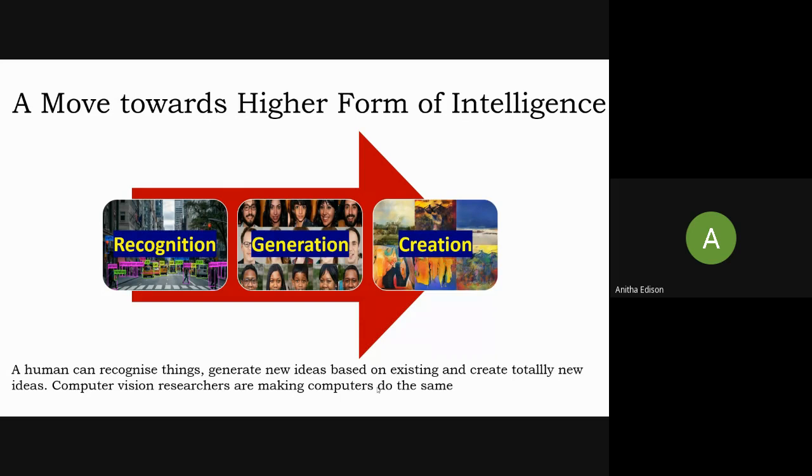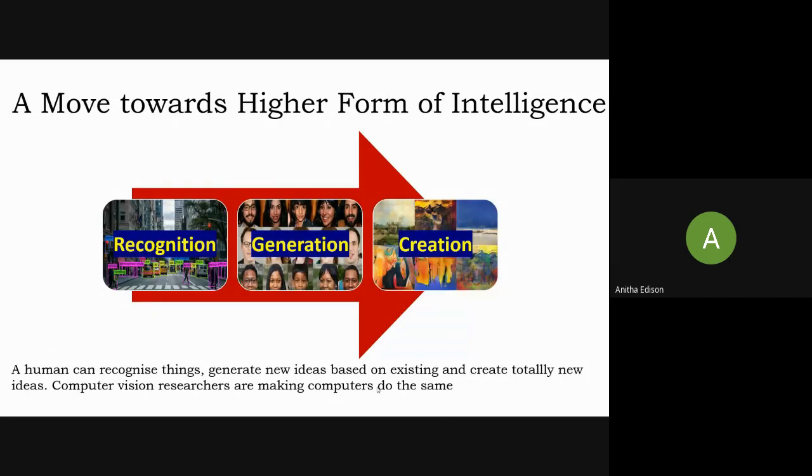We want the computers to generate ideas. We want the computers to generate images. We want the computers to generate something from the little bit they have seen, to generate new ideas from what they have seen. And finally, humans can create. Humans can draw pictures of things that they have never seen.